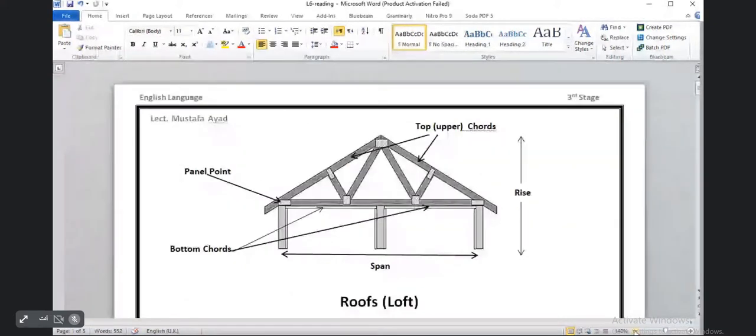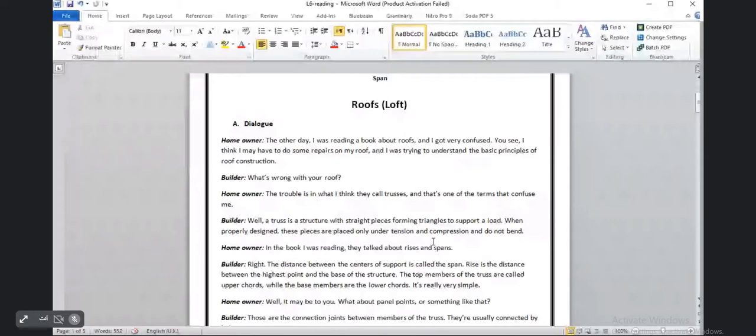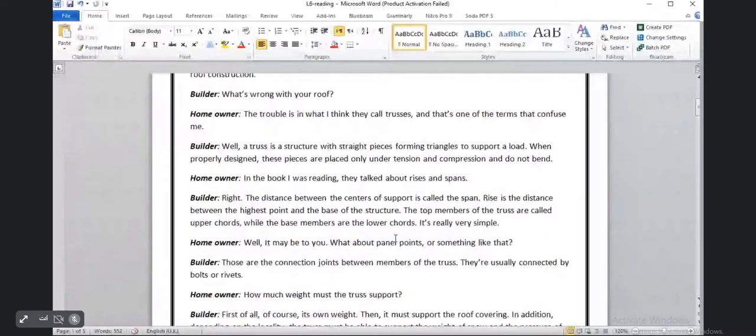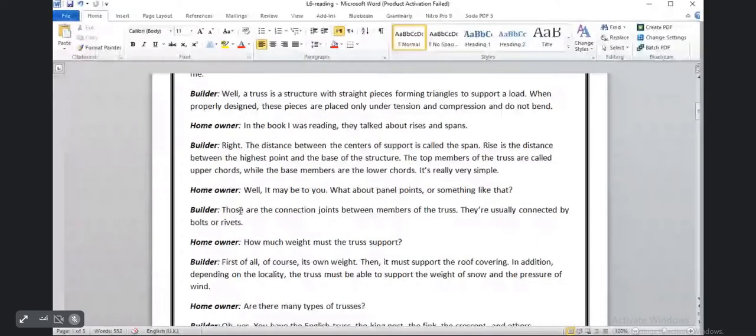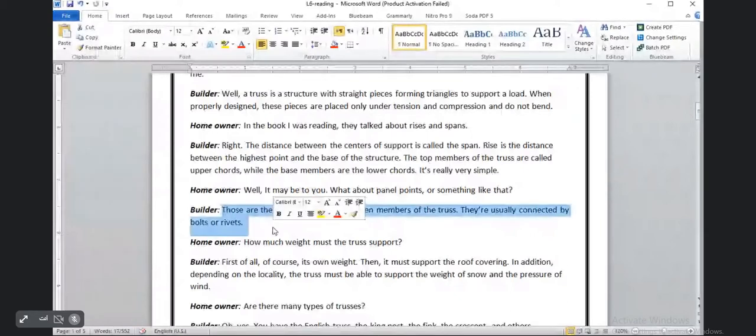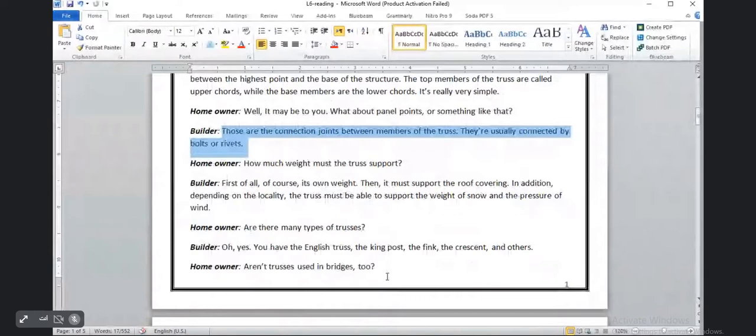Okay, students, do you understand now what the panel points are? The panel points are the joints, the connections between the members. Okay, good. And by the way, be careful. Maybe I ask you in the exam, what are panel points? You should say like this. These are the connection joints between members of the truss, and they are usually connected by bolts or rivets. You must pay attention to these definitions. Is there any question about this, students? This is very important. This is the core of this subject.